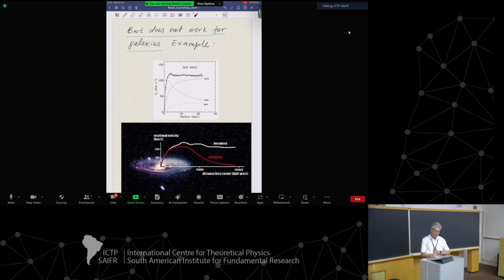You have some radius. This is again rotational velocity. This is what you would expect by measuring the known mass here, and this is what you observe. And this is a more artistic picture. This is the distance. This is rotational velocity. That's what you would predict by observing stars and other matter which you see inside, and this is what you measure.